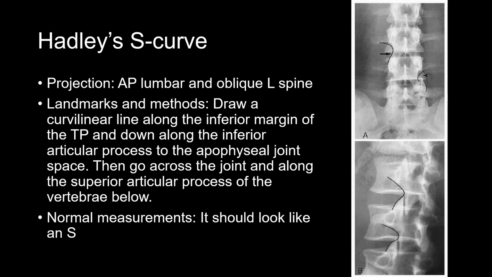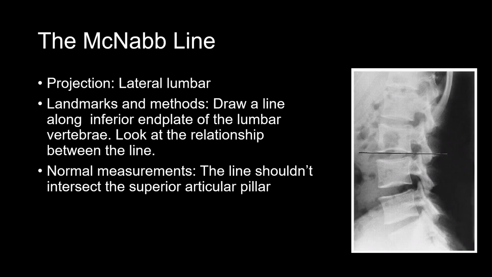Hadley's S-curve is drawn from the inferior aspect of the TP here, and it curves around through the articular process or articular pillar, and if it's broken, it might suggest some facet joint disruption. The MacNab line is drawn from the inferior end plate of one lumbar vertebra, as you can see here, all the way across through the posterior elements, and the superior articular process of the inferior vertebral body should not cross that line, or it might suggest some facetal imbrication or occlusion of the intervertebral foramen here.